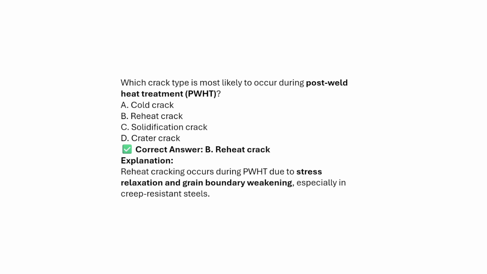Next, which crack type is most likely to occur during the post weld heat treatment? So the post weld heat treatment, I think it is of the fifth lecture, but however, here we can complete it. So it is due to the reheat cracking. Reheat cracking occurs during the post weld heat treatment due to the stress relaxation and the grain boundary weakening, especially in the creep resistant steels. How reheat cracking happens, we will see once we go there.